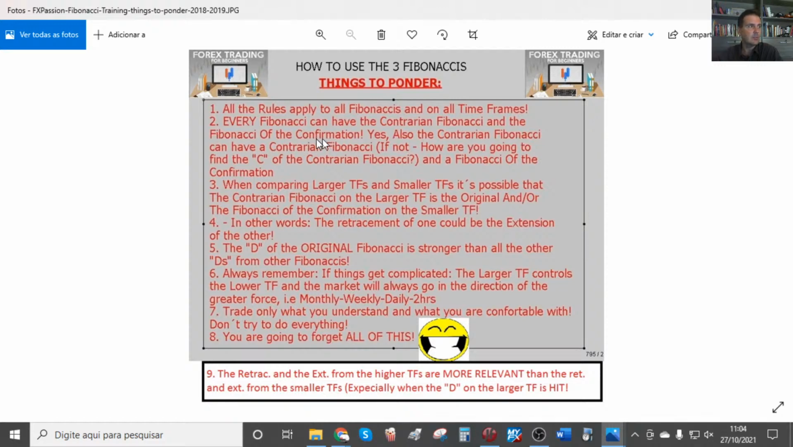Also the contrarian Fibonacci can have a contrarian Fibonacci. If not, how are you going to find the C of the contrarian Fibonacci and the Fibonacci of the confirmation? Number 3, when comparing larger time frames and smaller time frames, it's possible that the contrarian Fibonacci on the larger time frame is the original and or the Fibonacci of the confirmation on the smaller time frame.